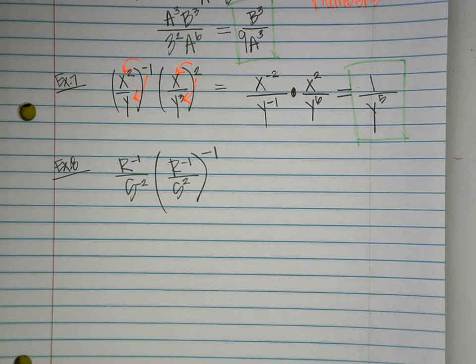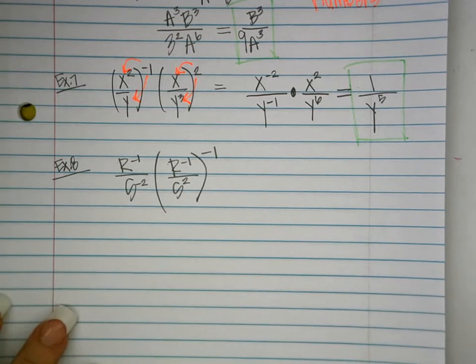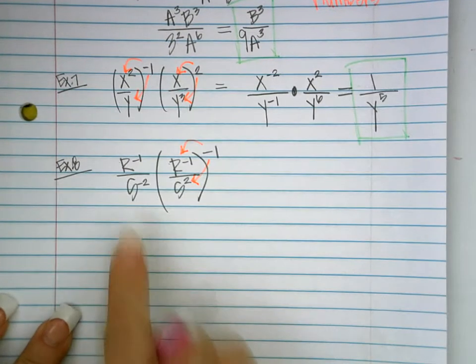So, what do you think we do first? Should I do the exponents first or should I multiply first? Which one comes first in order of operations? Exponents. So you do have to distribute the exponents first. So this negative 1 goes to the numerator and the denominator. So just rewrite this first fraction.